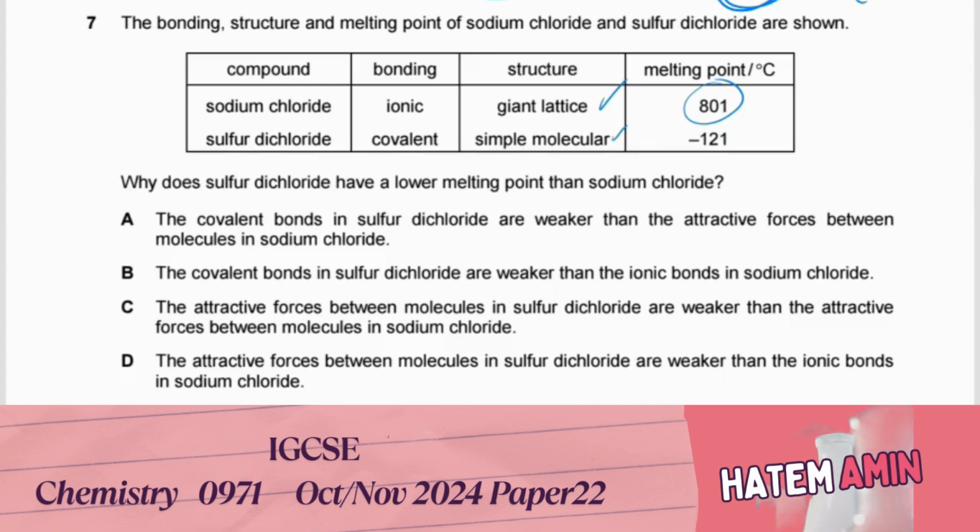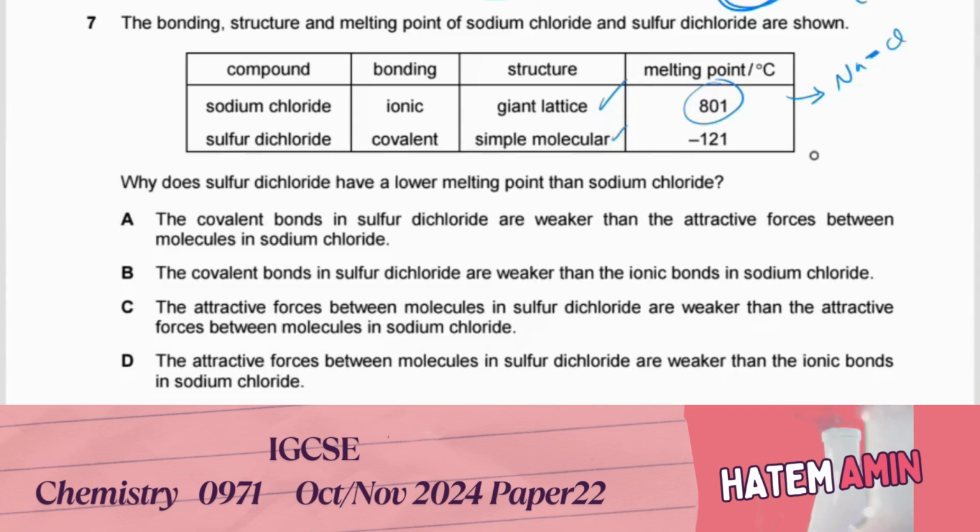The question is, why does sulfur dichloride have a lower melting point than sodium chloride? Of course, it depends on the kind of bonding. For sodium chloride, the bond between sodium and chlorine is an ionic bond, and this bond is very strong, giving us what is called a giant lattice compound. This giant lattice needs too much energy to break down these bonds and melt it. On the other hand, sulfur dichloride is covalent and its shape is simple molecular, which needs much less energy than the ionic.